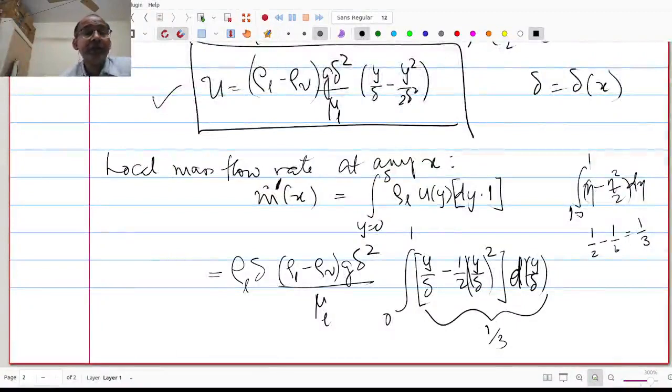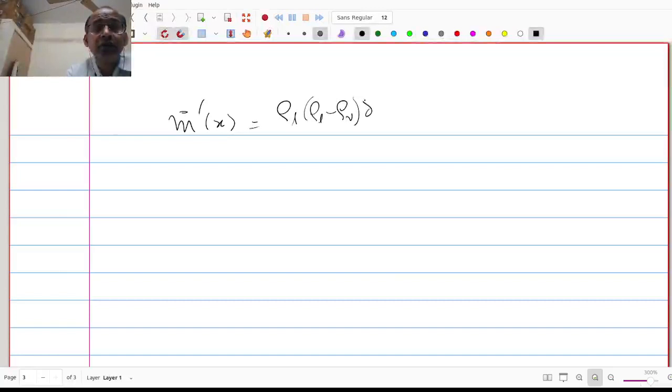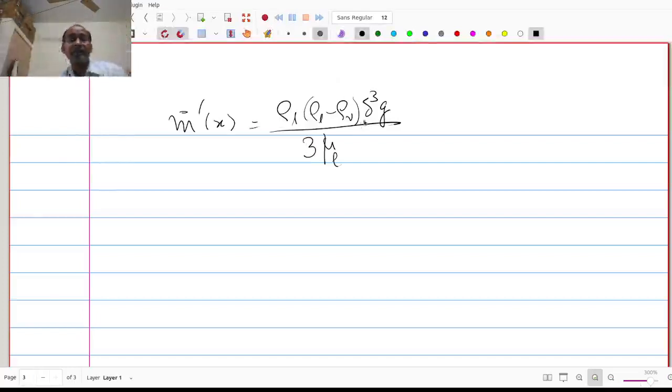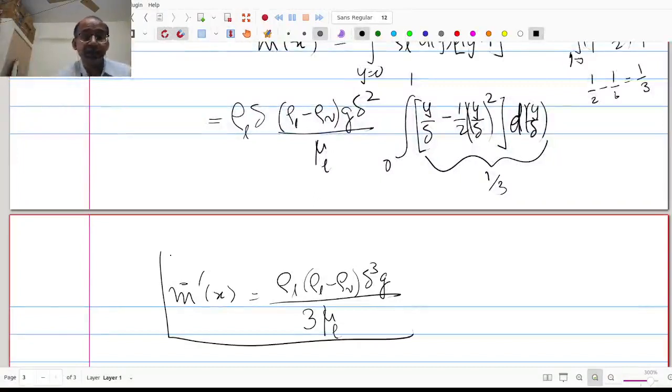So then we can write m dot prime of x is equal to rho L into (rho L minus rho V) into delta cubed into g divided by mu L, and there is a 3 that comes here. Is that correct? So you have rho L into (rho L minus rho V) into delta cubed into g divided by 3 mu L. So this is one expression that we get from here.